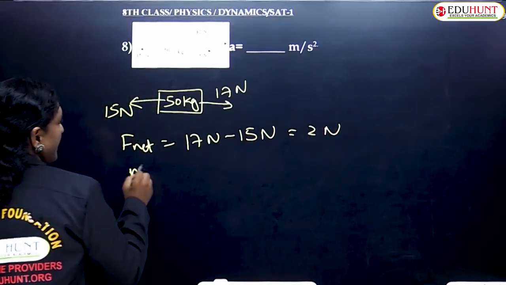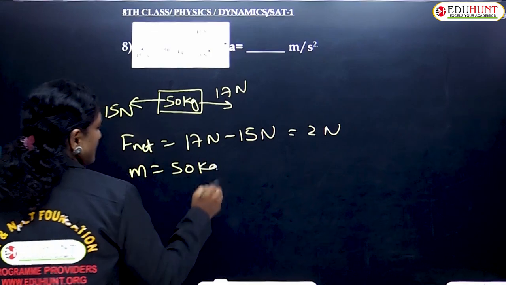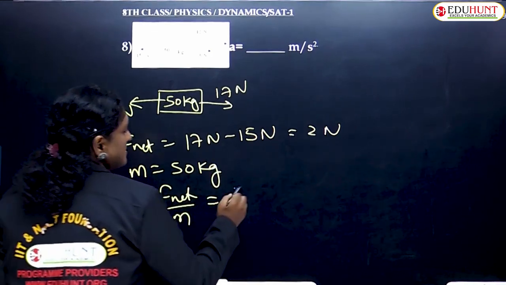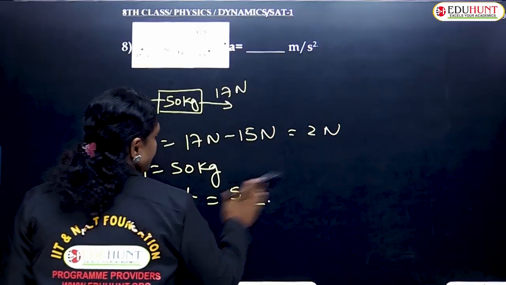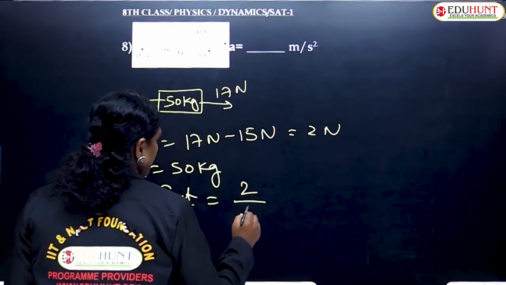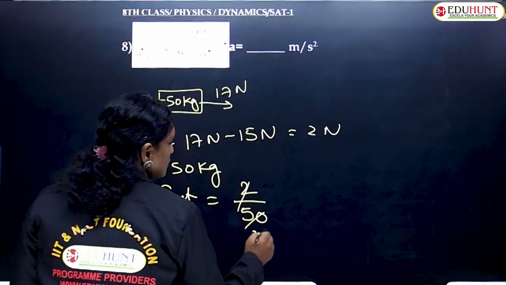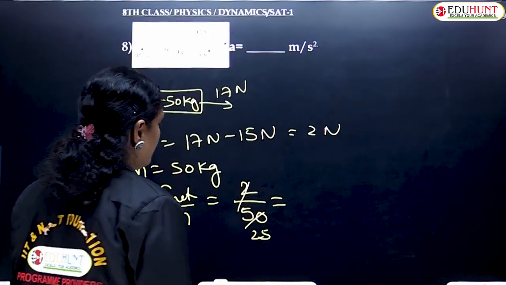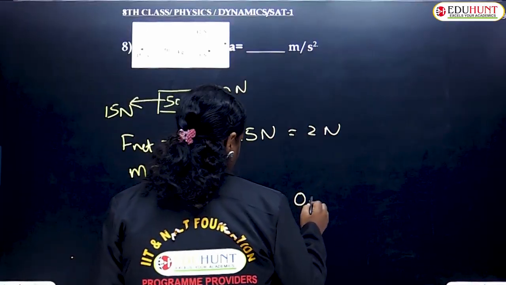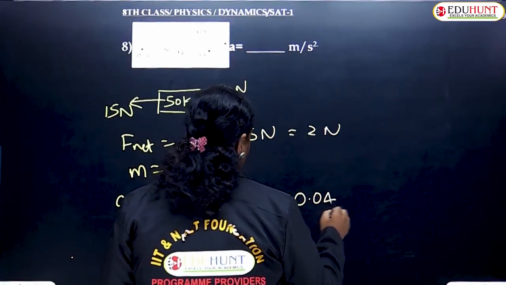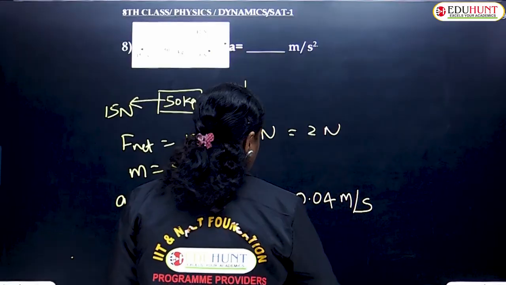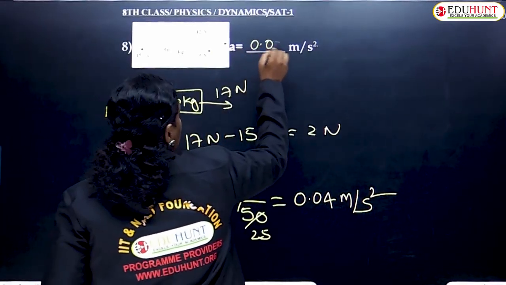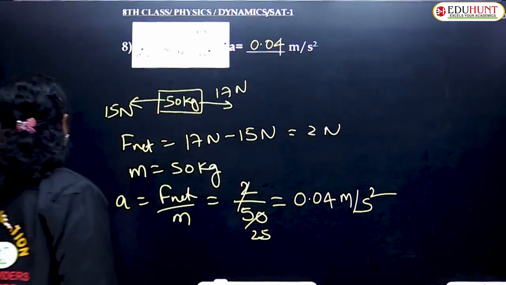Hence, and also mass was given as 50 kg. So acceleration would be F net upon mass. This is nothing but 2 Newton upon 50 kg. This goes 25 times. So children, what is the value of 1 by 25? It's nothing but 0.04 meter per second square. Okay children? So 0.04 meter per second square.